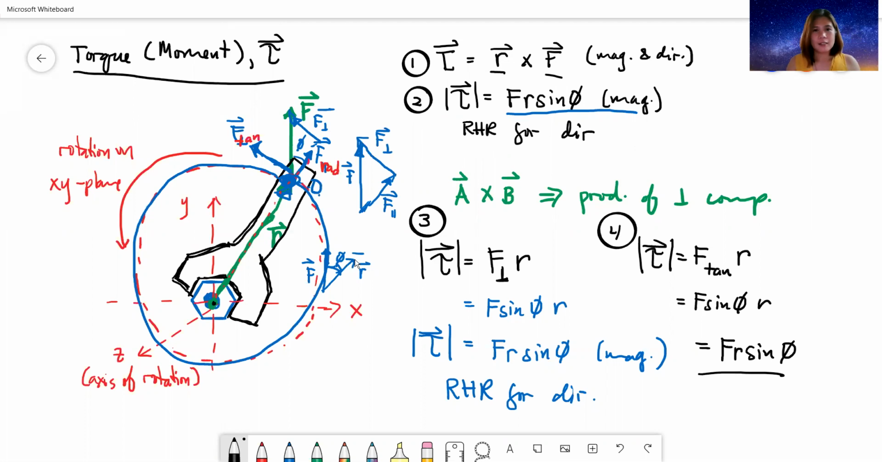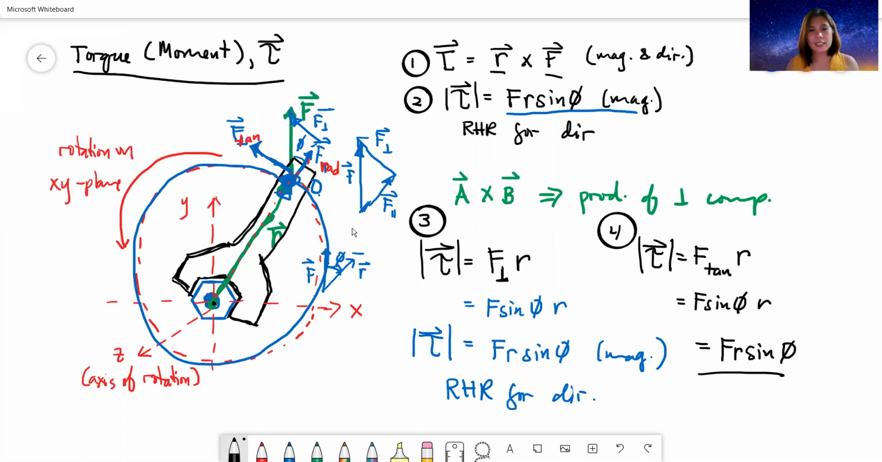And then, if the motion is already happening in a complete rotation, then it is practical to focus on the tangential or perpendicular components of force. F radial and F perpendicular with respect to R will not be contributing anything in the rotation of the object. Okay? So, I hope that is clear.